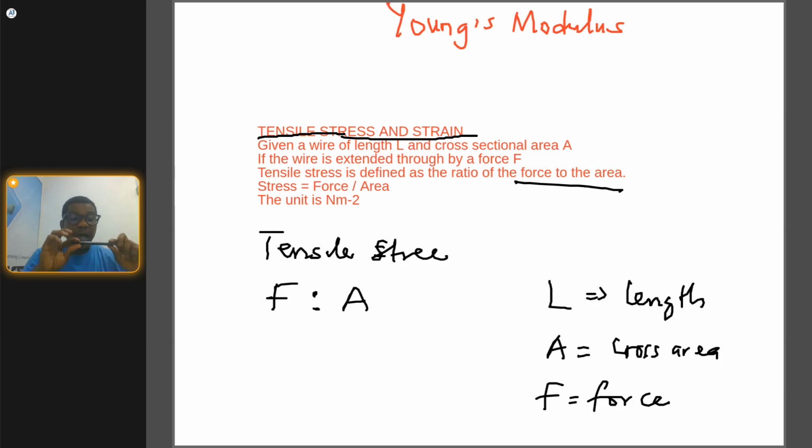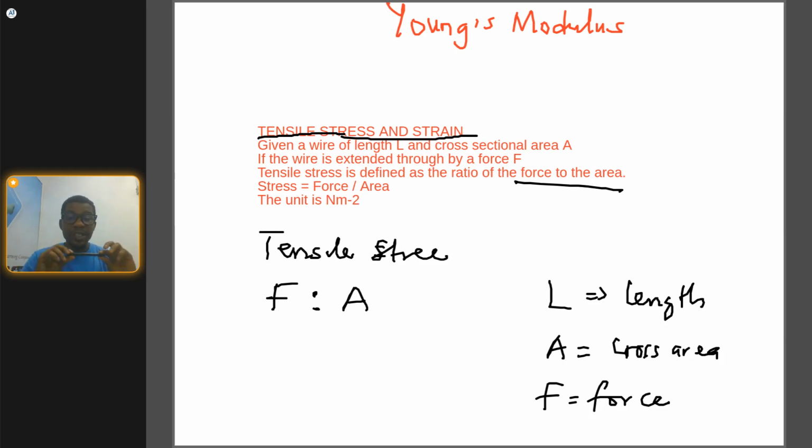And if a wire is not that thick, it won't require a large quantity of force to what? To stretch it. So the thicker the wire, the more force you apply to stretch it. And the lesser the thickness of the wire, the less force you are going to apply to stretch it.